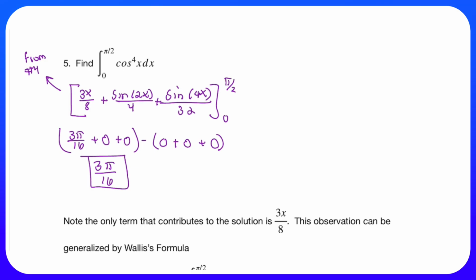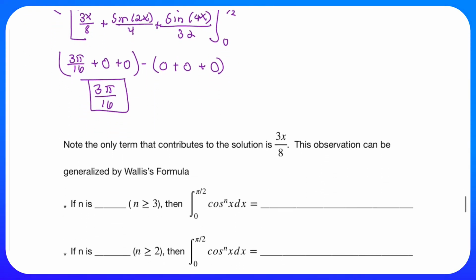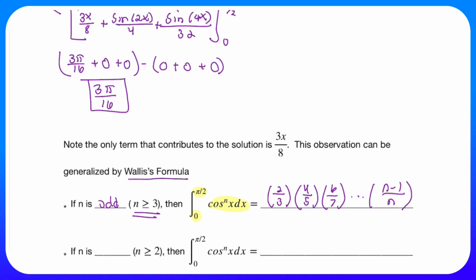Note that the only term that contributed to our solution in this problem was the 3x over 8. So Wallis's formula helps us make some predictions like this. Okay, for Wallis's formula, if I do the integral from 0 to pi over 2 of cosine to an odd power dx, and the odd power is greater than 3, my formula is going to be 2/3 times 4/5 times 6/7. So notice my numerator is counting by even numbers, and my denominator is counting by odd numbers.